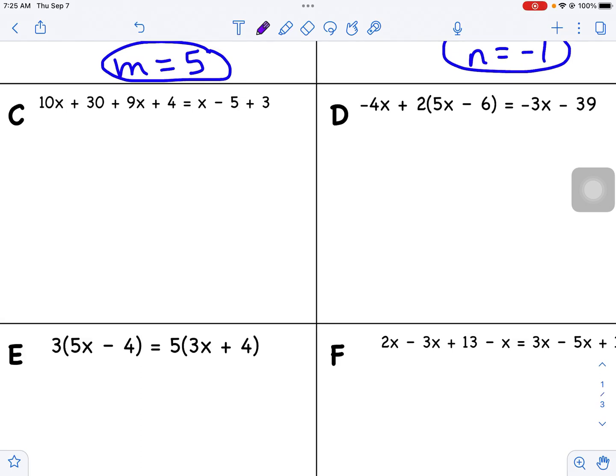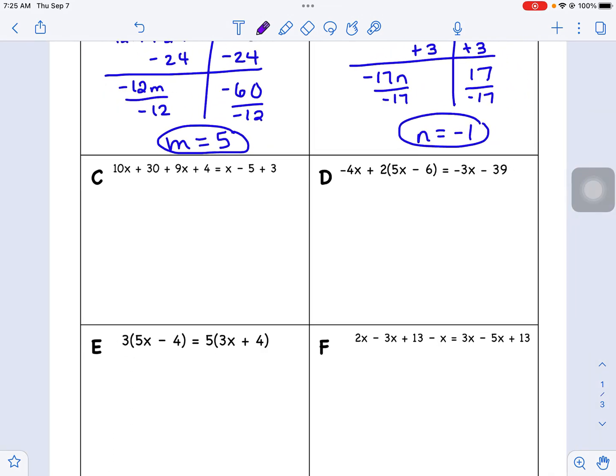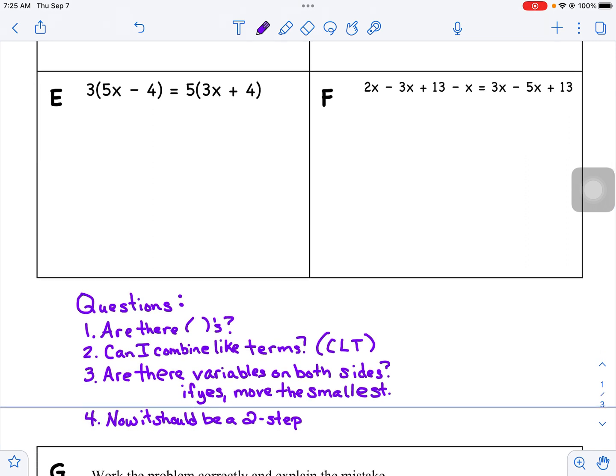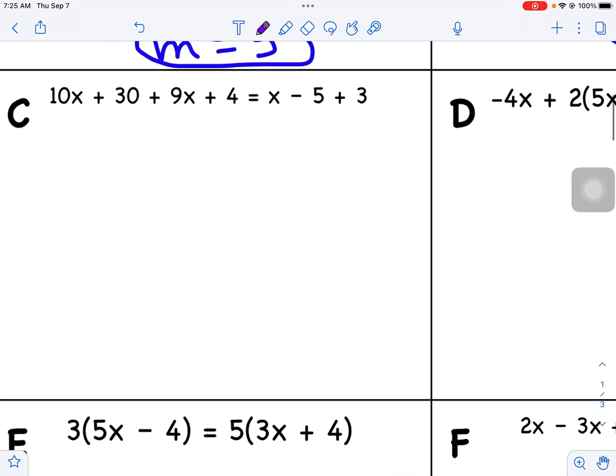Okay, so let's look at questions C and D. On these two, you're going to notice that a number of things are happening. So again, the first thing I'm going to do is think about my questions that I wrote. Question number 1, are there any parentheses? There were not. And question number 2, can I combine like terms? So let's see if I can combine like terms.